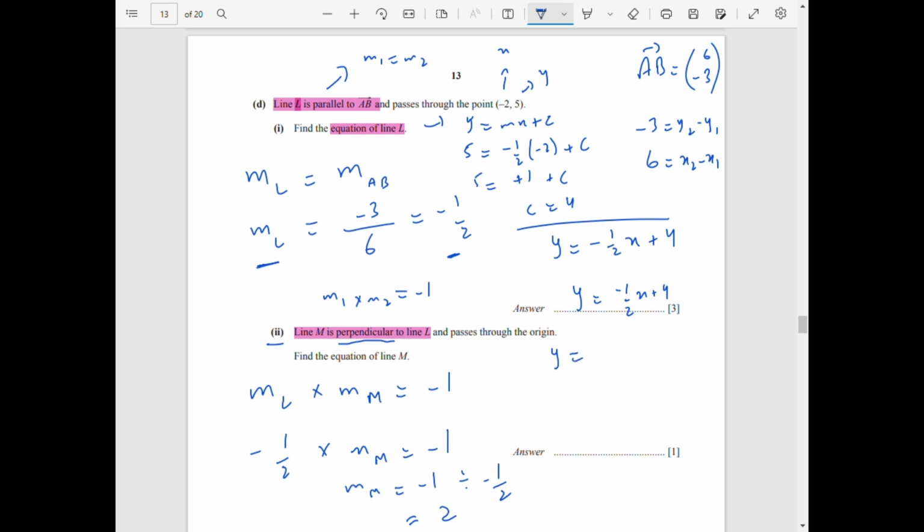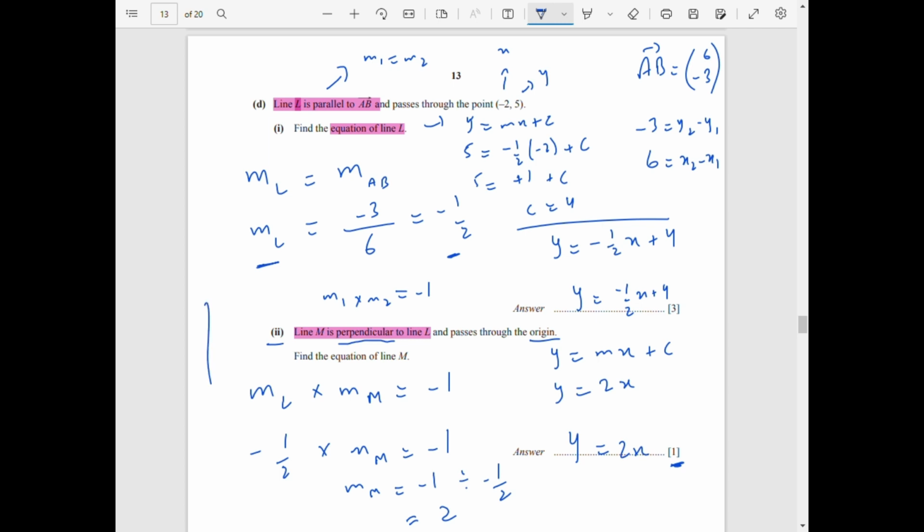Since this line passes through the origin, its C value should be 0. No need to put the C value, and that is the reason this question is worth just 1 mark as compared to the previous question of 3 marks. So you can simply put y equals mx. So m is 2 and x will remain x. That's your final answer, and no need to find the value of c since the line passes through the origin.